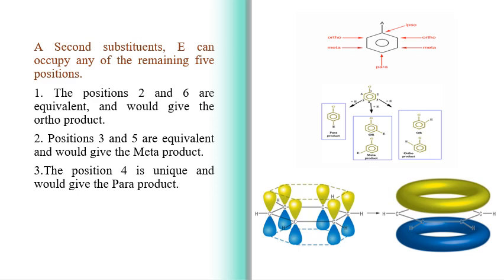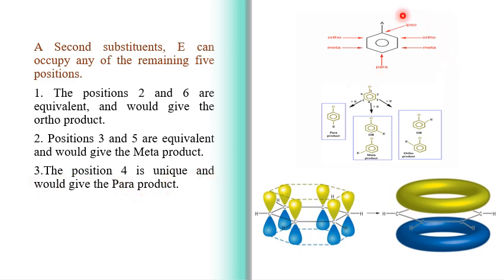Now we are going to see the second substituent. The second substituent is the substitution which occurs in the monosubstituted product. Here the electrophile can occupy the remaining five positions in the benzene ring, that is the remaining five carbon atoms. The positions 2 and 6 are equivalent, and lead to the formation of the ortho product, and positions 3 and 5 are equivalent, and lead to the formation of the meta product, and position 4 is unique, and leads to the formation of the para product.